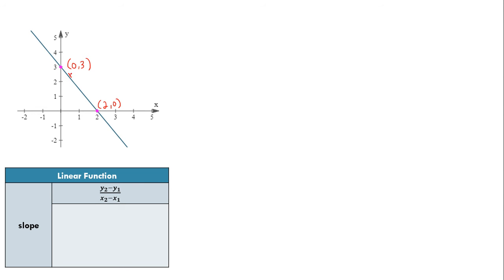If I label those, this would be my x1 and my y1 and my x2 and my y2, and I'm simply going to substitute those values into the slope formula right here. So my y2 was 0, my y1 was 3, so 0 minus 3, and then my x2 is 2, and my x1 is 0. So when I simplify this, I get negative 3 over positive 2, which is negative 3 halves, or if you write this as a decimal, it would be negative 1.5. I noticed that this was downhill, so the fact that I got a negative slope makes sense here.